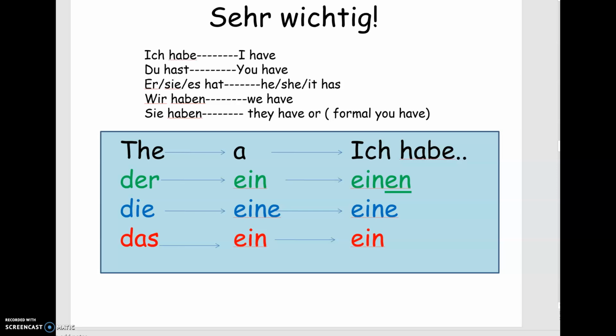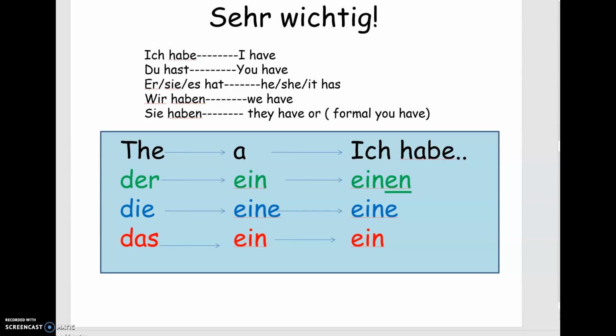If you're talking about Herr Andonovsky or Frau Haynes, you would use the formal form to talk about us and say that you have or they have. Okay, we have a little bit of change.